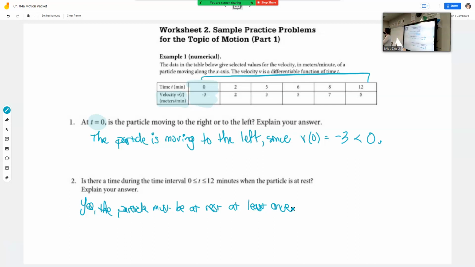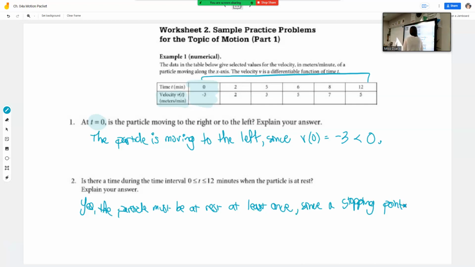I only have little baby snapshots, right? I only have what's going on at 0 and 2, but what's going on at 1, what's going on at 0.9, what's going on at 1.5? I don't know. It could have changed directions lots of times. But at least once, since a stopping point, one way of saying, say a resting point.